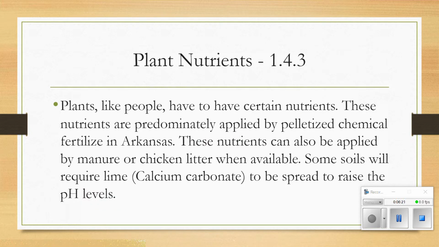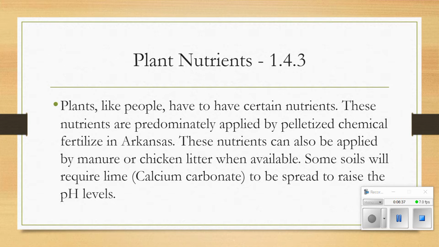So plants are like people. We have to have certain nutrients. These nutrients are predominantly applied by pelletized chemical fertilizer in Arkansas. These nutrients can also be applied by manure or chicken litter when available. Some soils require lime, calcium carbonate, to spread to raise the pH levels.